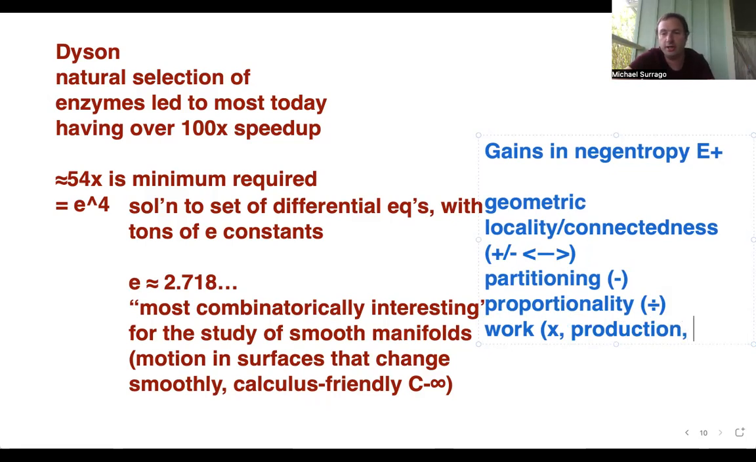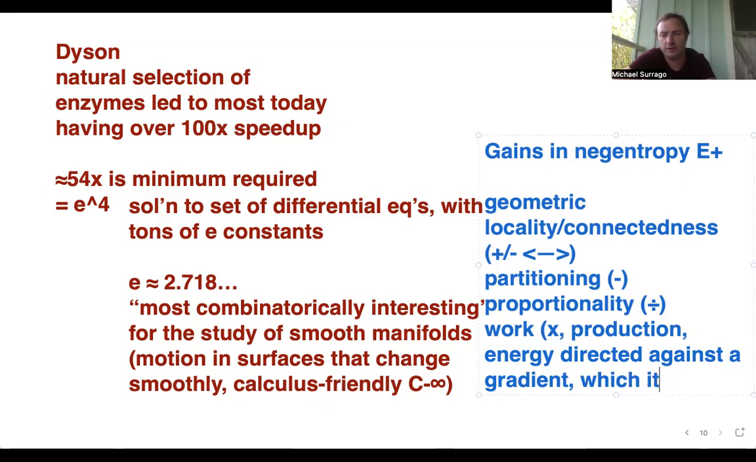Which is just energy directed against a gradient, which itself, cool. That's a product. So it's literally a multiplication sign. It's being productive, it's working. That's force times distance per unit movement.